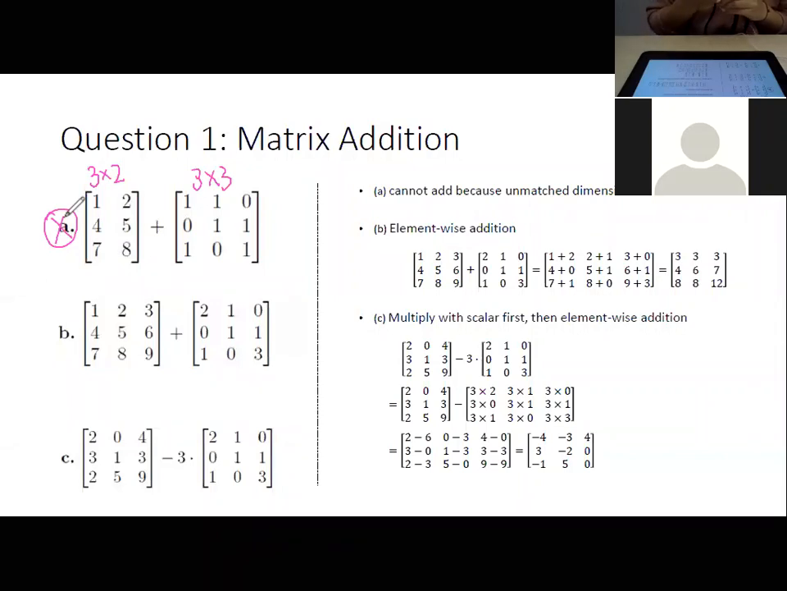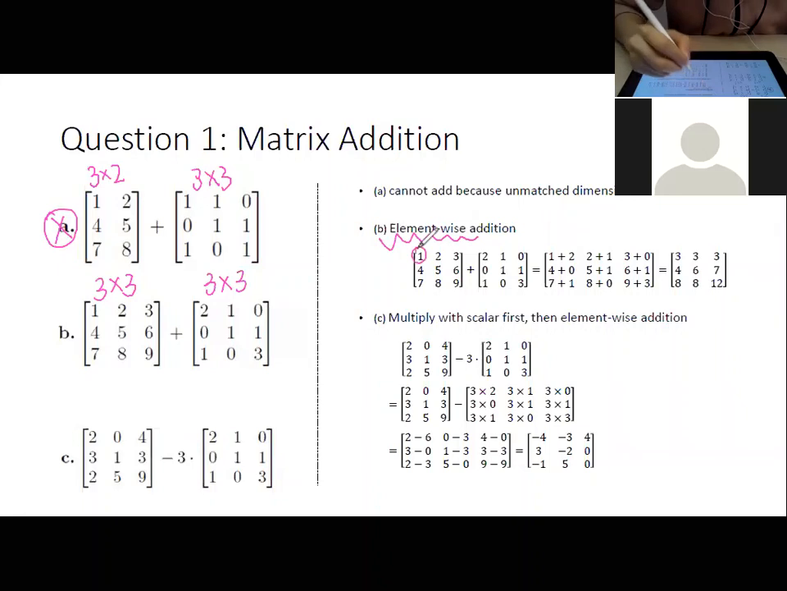For question B, we check the size first too. The size of the first matrix is 3 times 3, and the size of the second matrix is 3 times 3 as well. So according to key point 1, we can do the matrix addition. Now we are going to see what element-wise addition means.